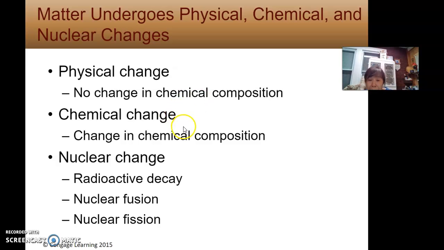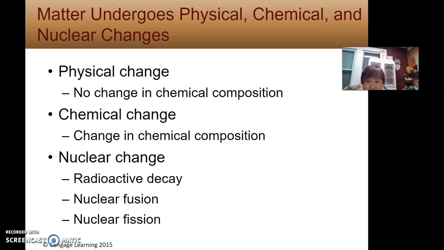However, if you have to write a formula in a different way, then chemical change has happened. For example, if you break down water molecules, H2O, and then they become hydrogen and oxygen, you write H2 and O2. These are different chemicals. So that means water breakdown has gone through chemical change.